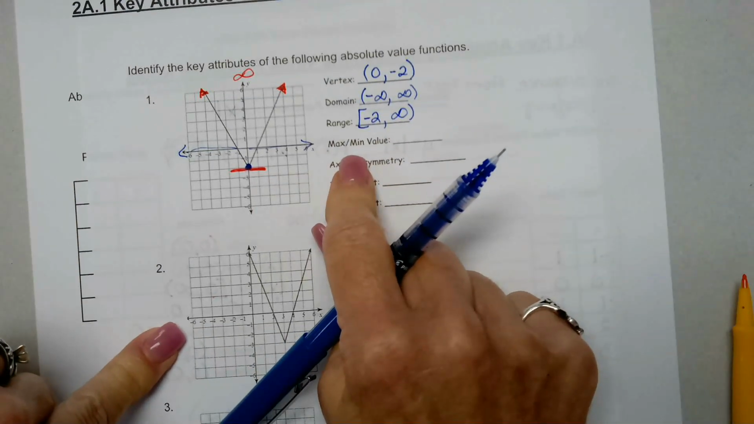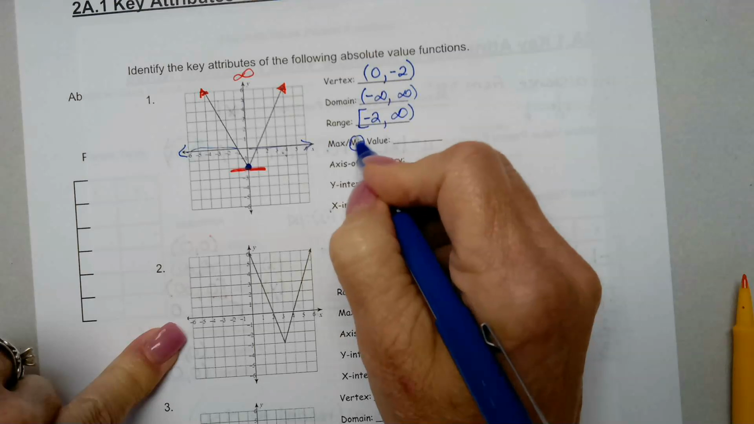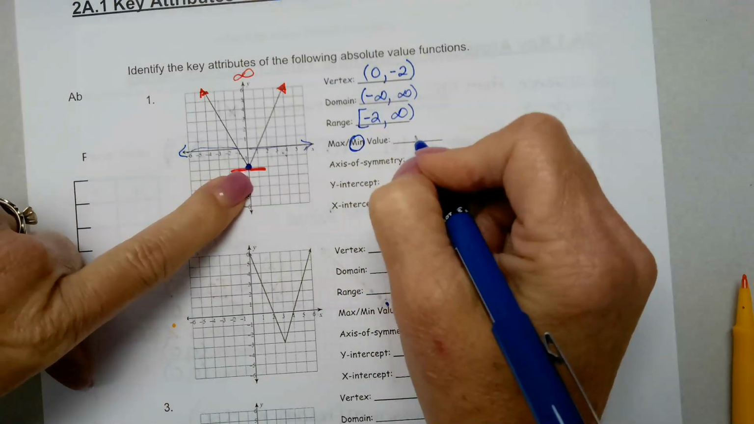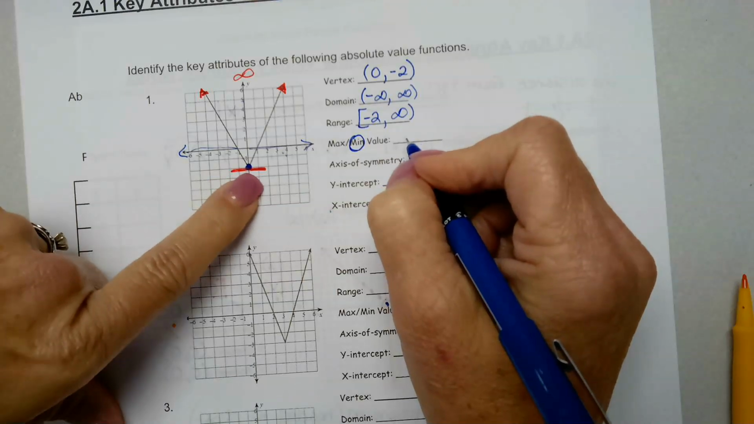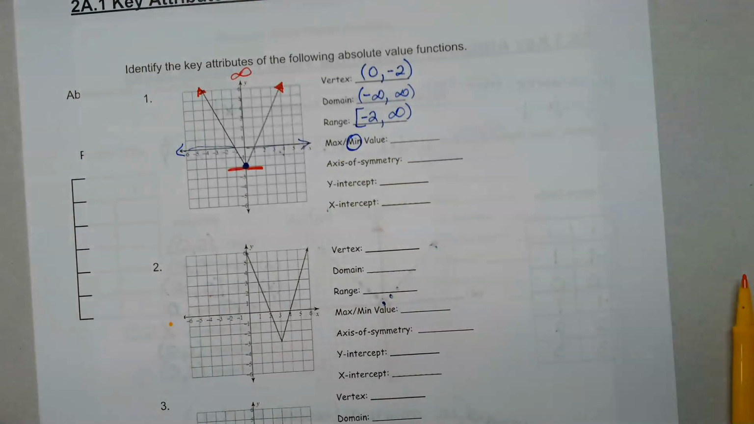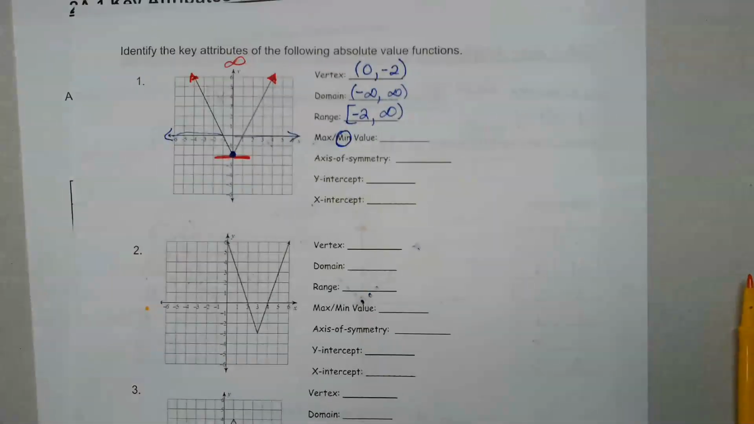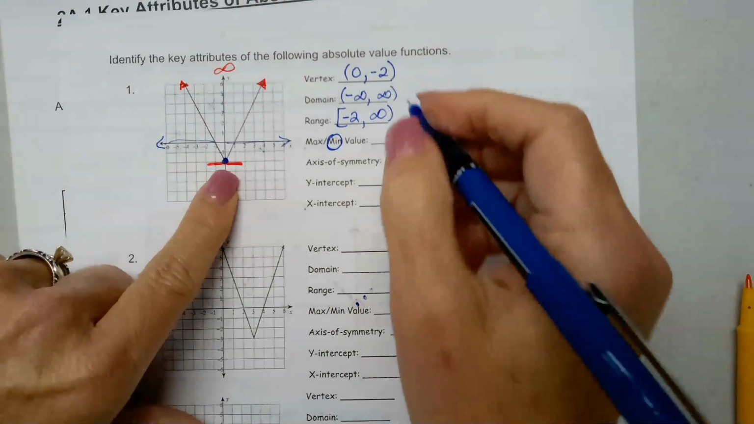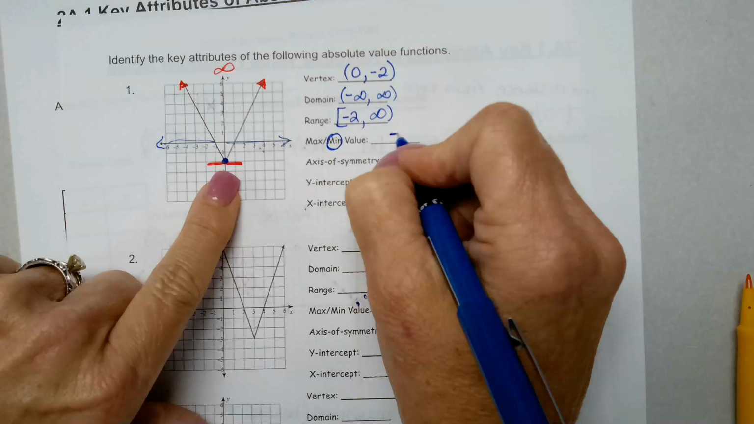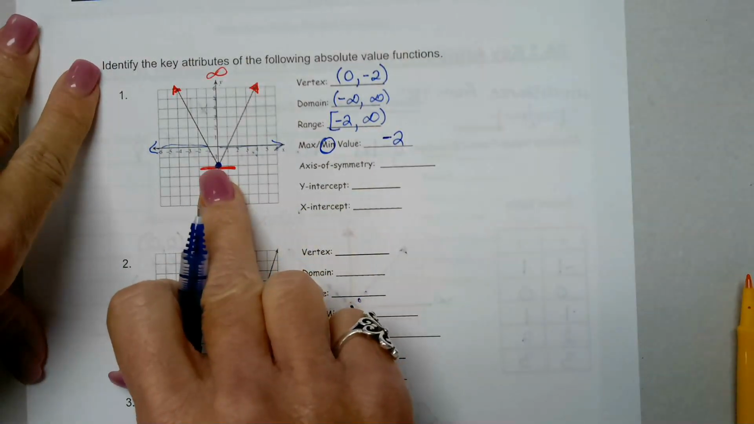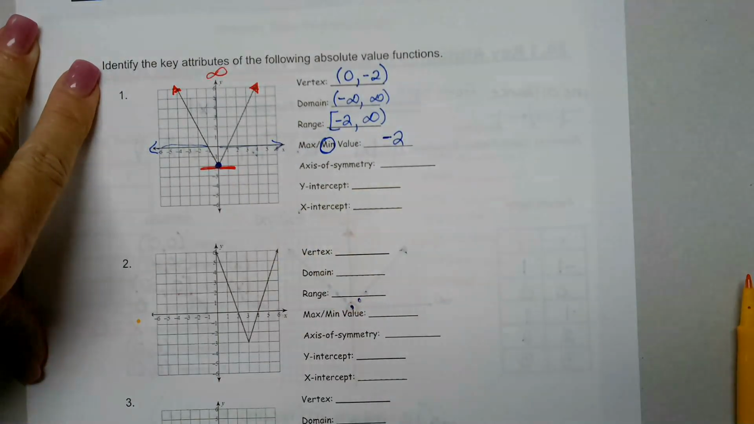We have a minimum value. It doesn't go below this point. And we can say our minimum value, if we just state, let's see how we did it over here. Yes, our minimum value, we just stated the y coordinate. The y coordinate is -2. All right, so the y coordinate is -2. So that's as low as we go.